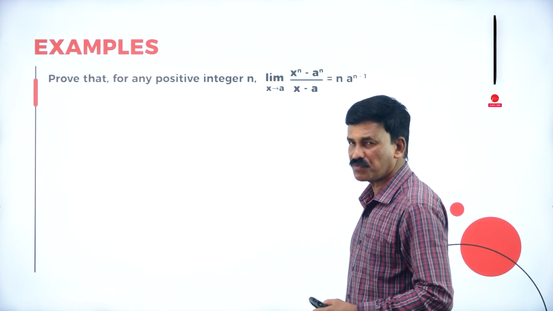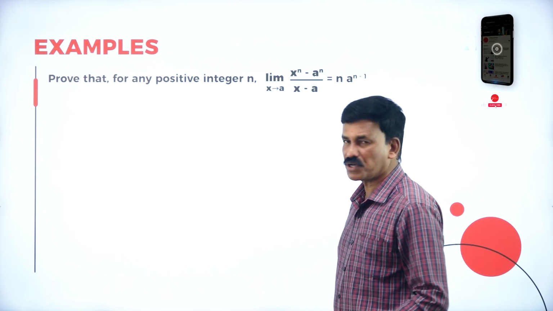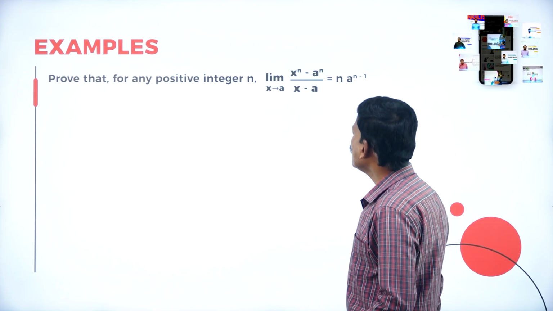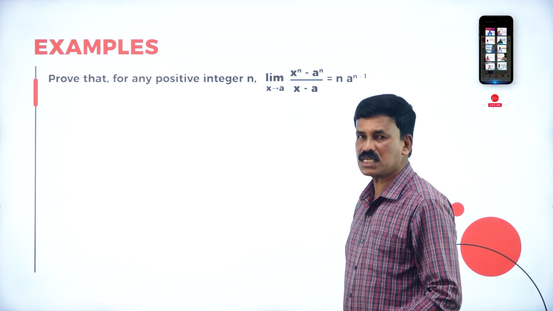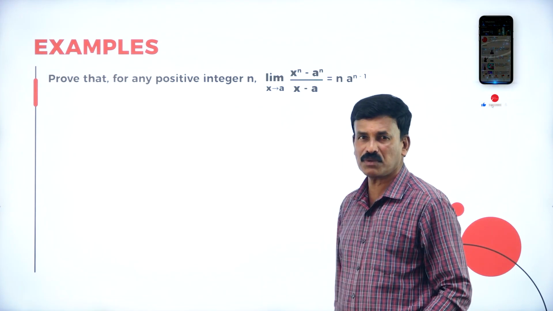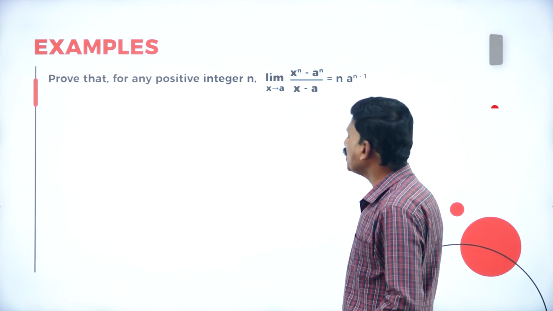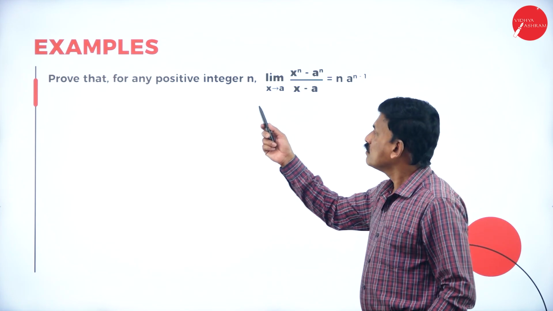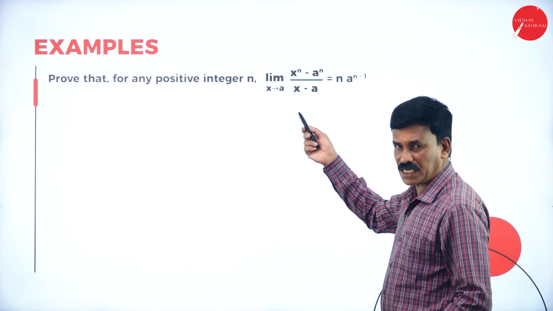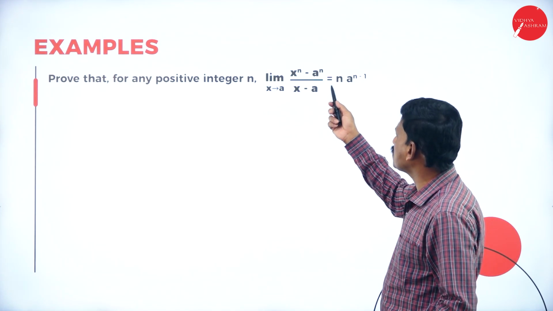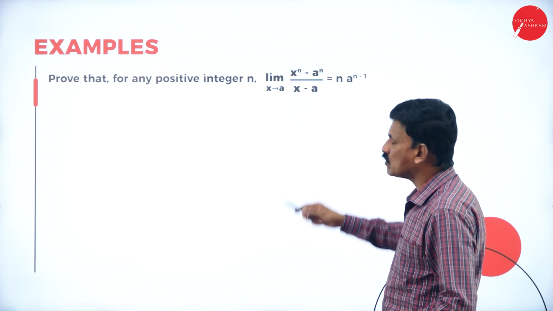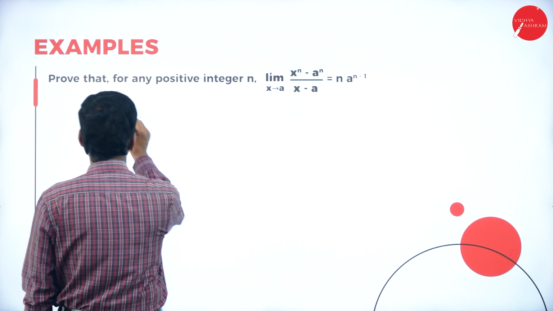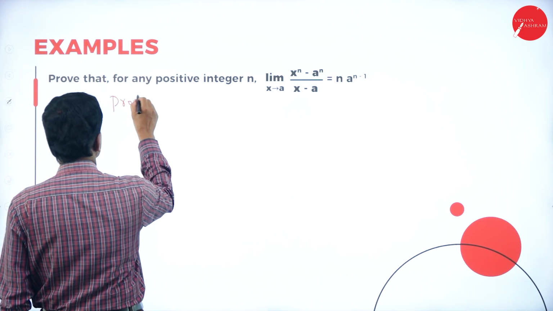Now let us come to the first. There is one theorem, a very important theorem. Prove that for any positive integer n, limit x tends to a of x raised to n minus a raised to n divided by x minus a is equal to n a to the power of n minus 1. What is the theorem? To prove that for any positive integer n, limit x tends to a of x raised to n minus a raised to n by x minus a is equal to n a to the power of n minus 1. Now let us come to the proof for this. Now let me discuss the proof.